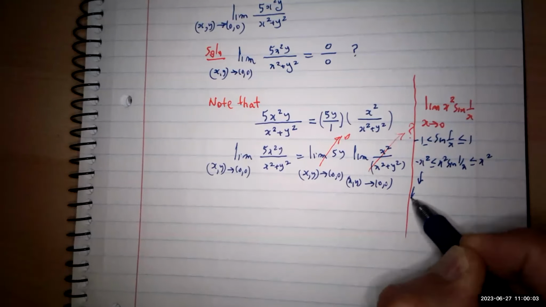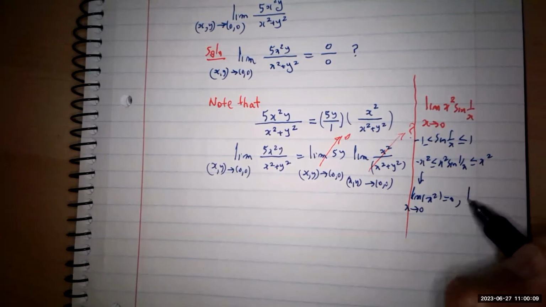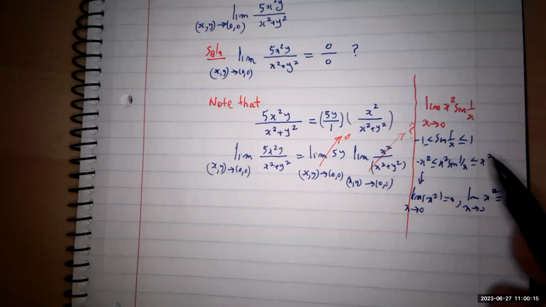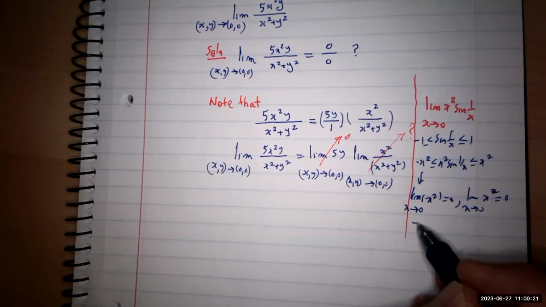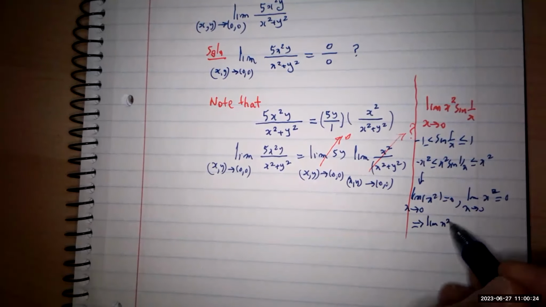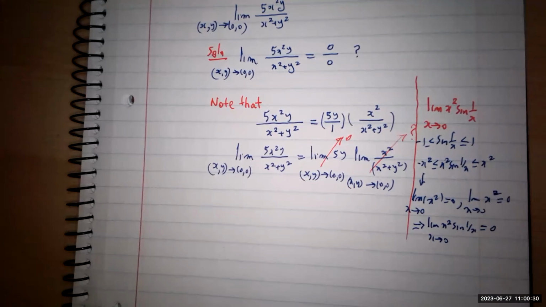So you find the limit of the negative x squared, which is 0 when x goes to 0. And you find the limit of x squared when x goes to 0, that would be 0. So from the right and the left, you squeeze it. By the squeeze theorem, the limit of the middle one, x squared sine of 1 over x, as x goes to 0 is equal to 0. You see, this is the way you do it in calculus 1. So you cannot use the product rule because the limit of the second one does not exist.